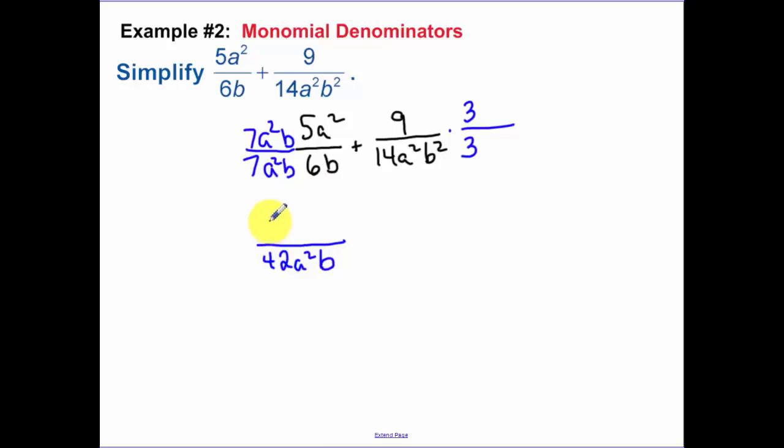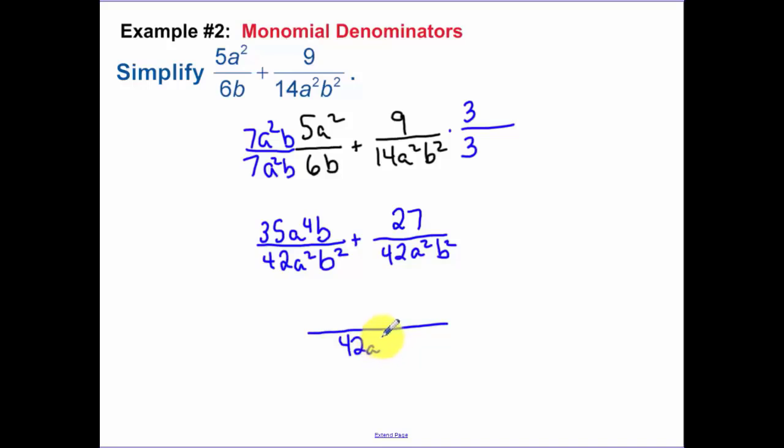I multiply the numbers on the top together, so I get 35a to the 4th b. Our other denominator, oh, that should be a b squared, because I had b times b. 9 times 3, 27. So then we have 42a squared b squared, and then I have 35a to the 4th b plus 27.